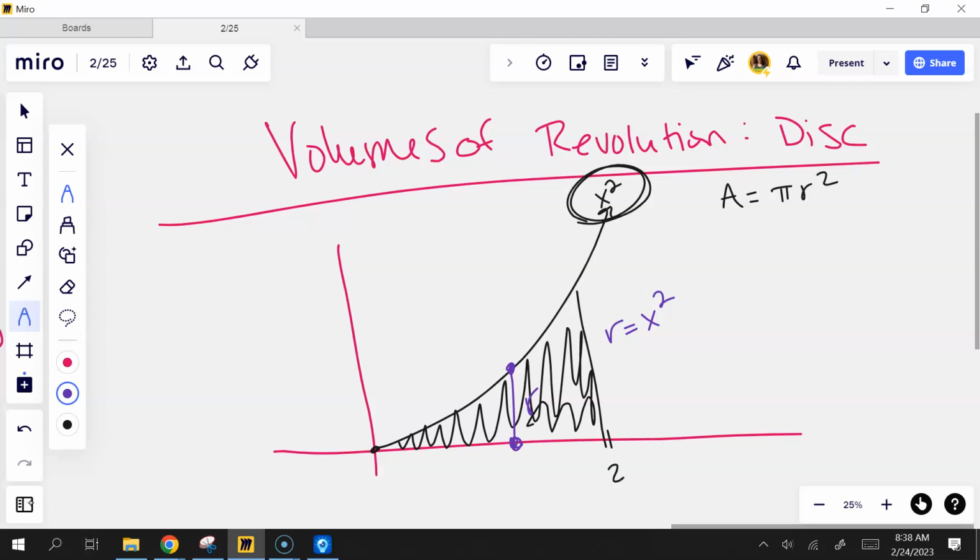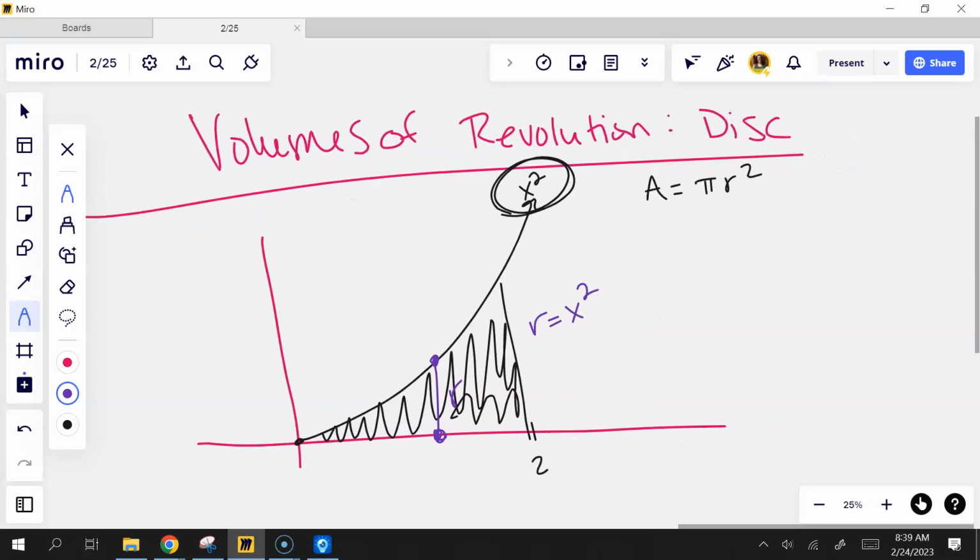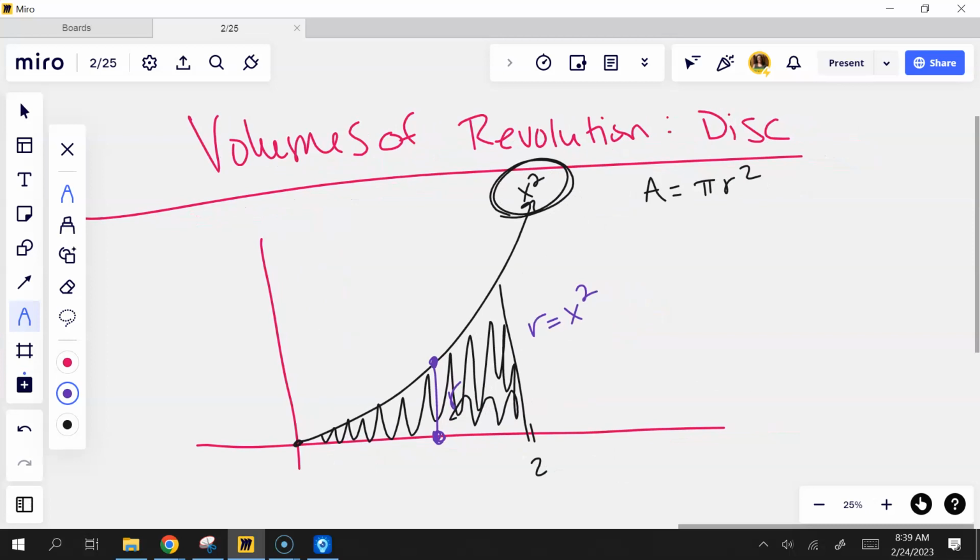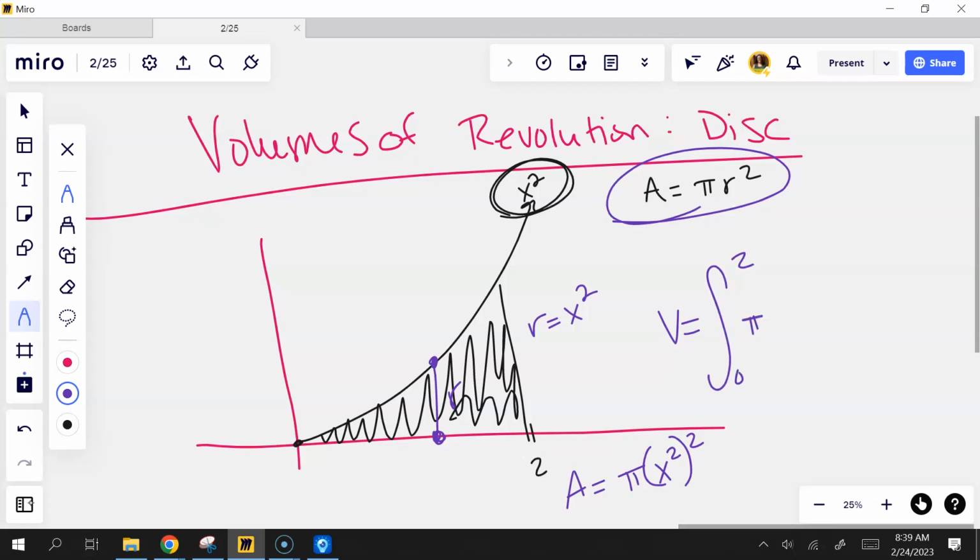Pretty easy. Okay. So if I wanted to know, for example, this one, what's the volume if I rotate this around the x-axis from 0 to 2, what's the volume of my solid? Well, my volume would just be, remember, it's pi r squared, so the area of one circle would be pi. My radius is x squared, pi r squared, right? So what I'm integrating is from 0 to 2 of pi x squared.